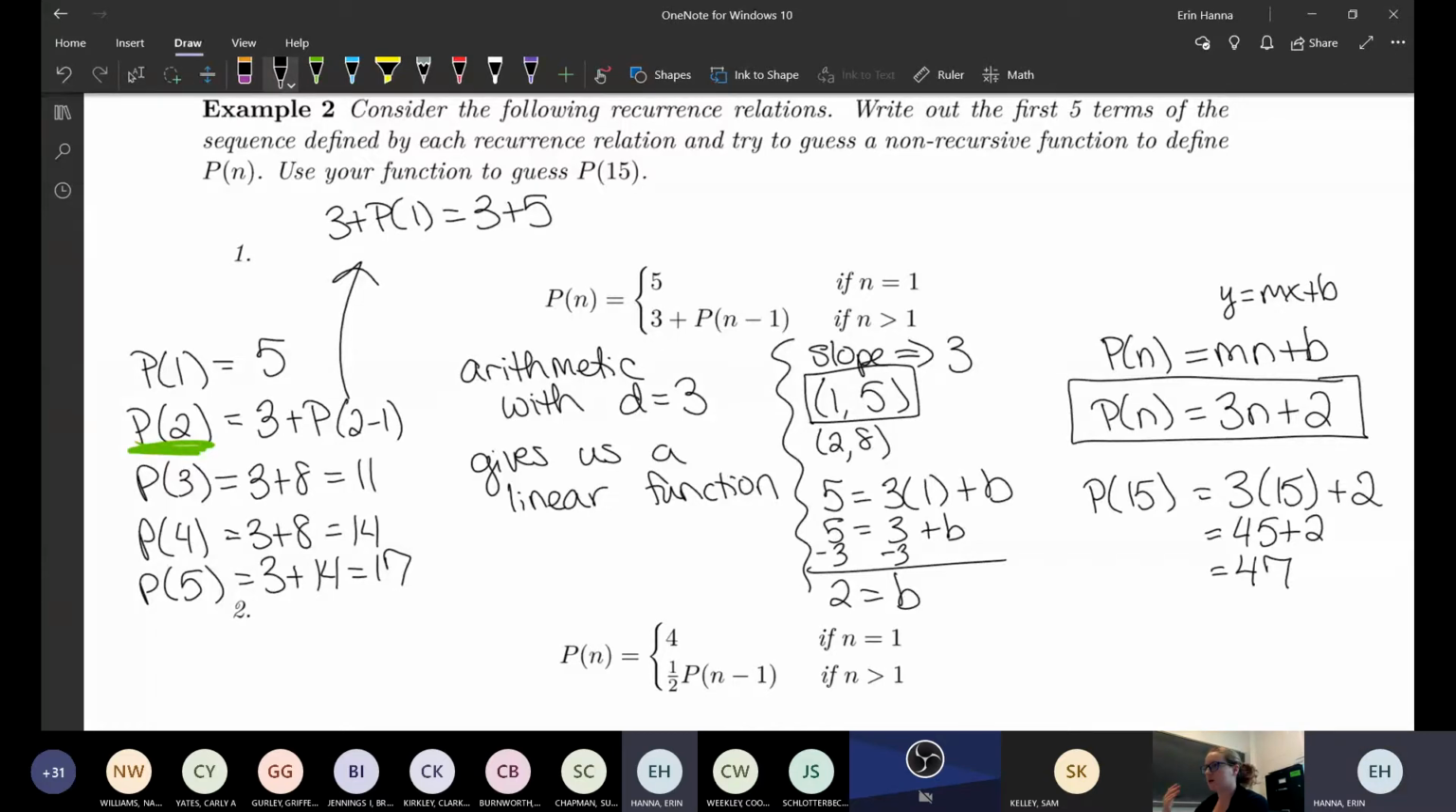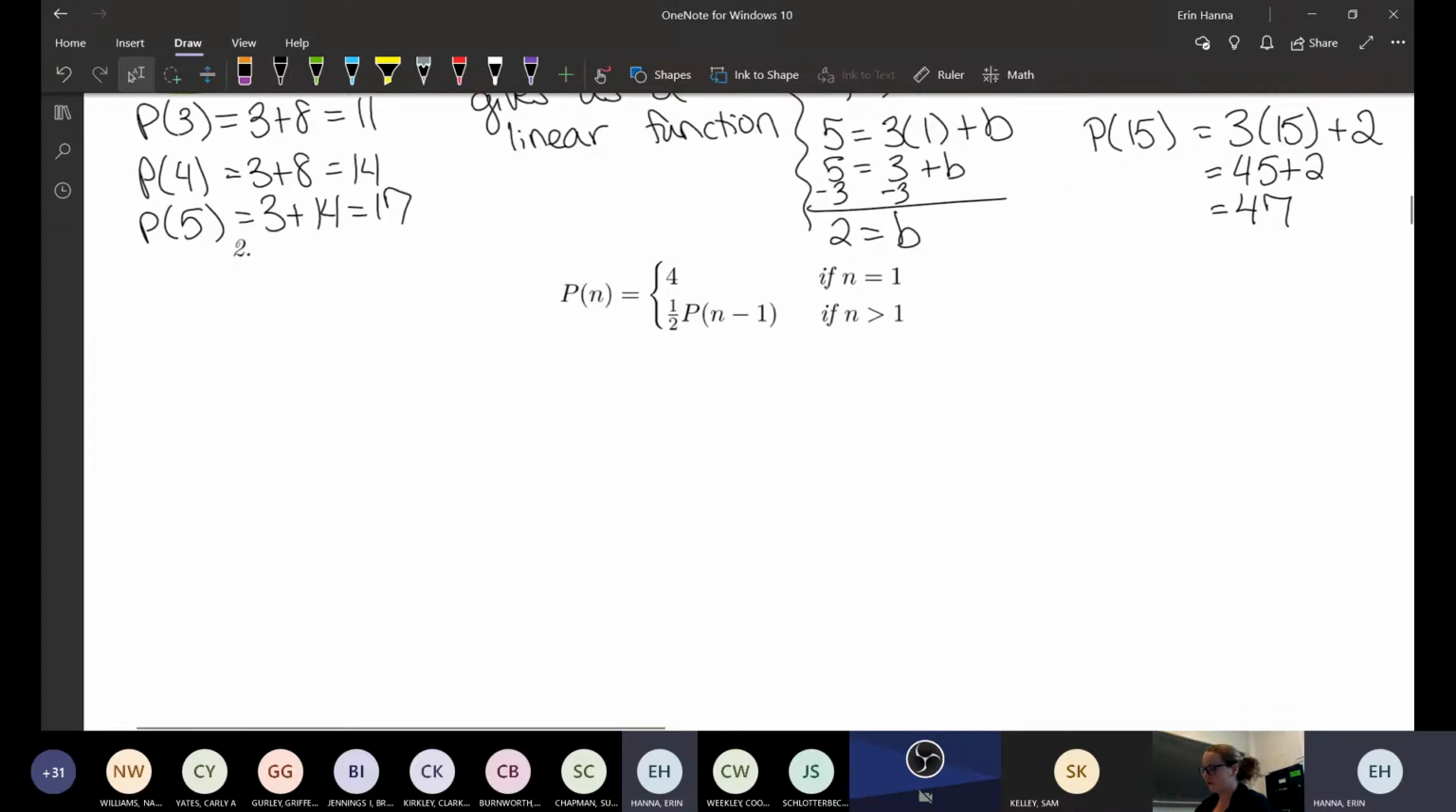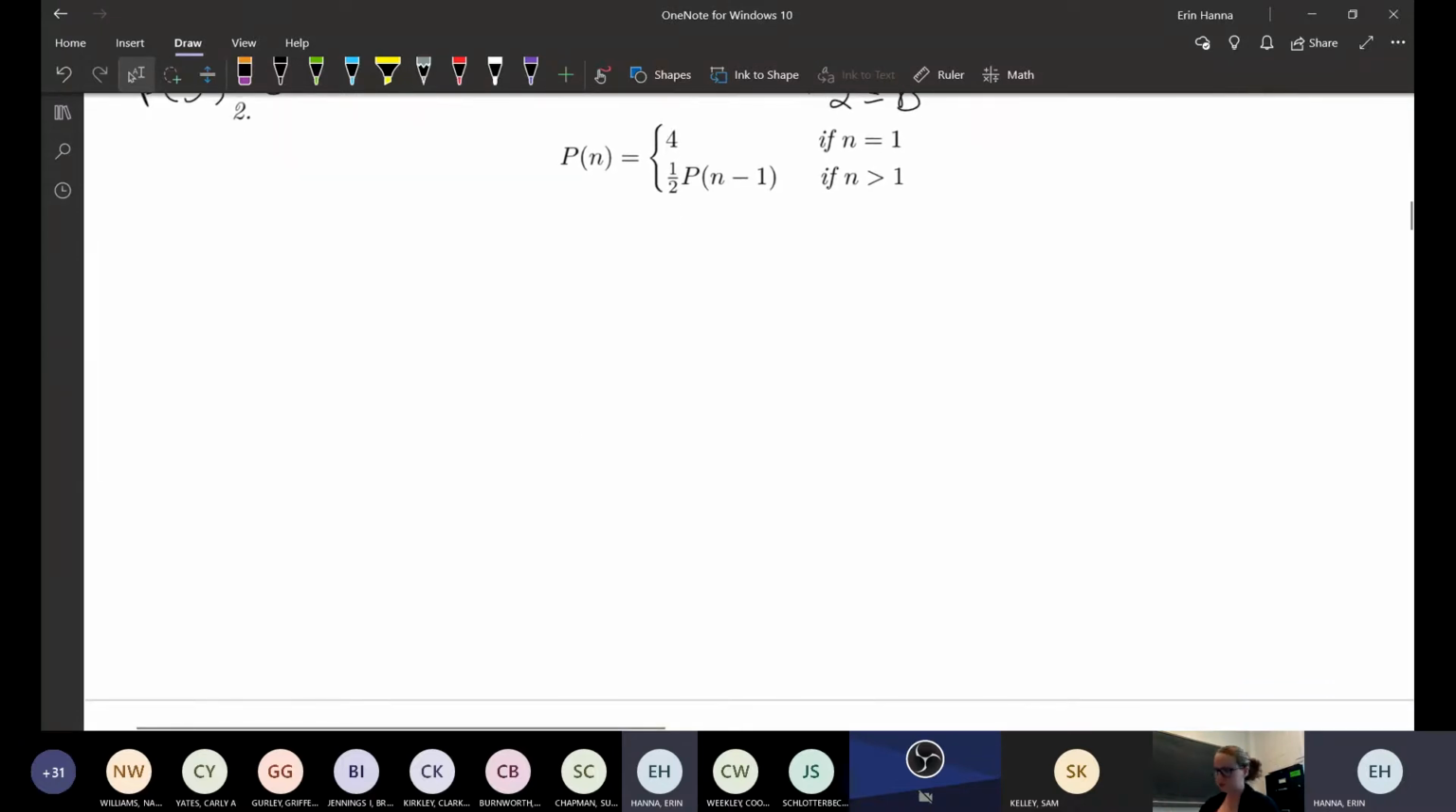So similar idea, but now we have just a different recurrence relation. Again, the first thing we're going to do is find the first 5 terms, see what kind of pattern we have going on, try to figure out what type of function that might give us, and find that function. So let's find the first 5 terms: 1, 2, 3, 4, 5.